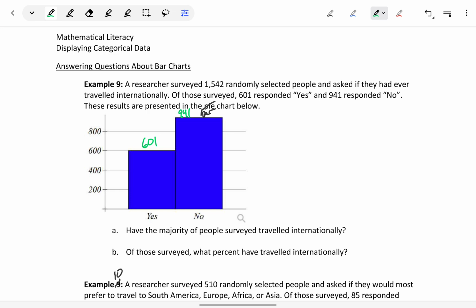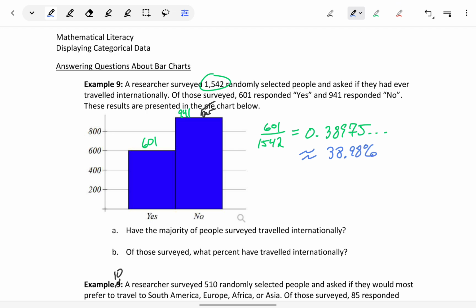We know that 601 people have traveled internationally. And we know that a total of 1,542 people were surveyed. So we need to figure out what percentage that is by dividing those two values. And in this case, we would get 0.38975 and on. So we could round that and convert that into a percentage. We get approximately 38.98% of people have traveled internationally.